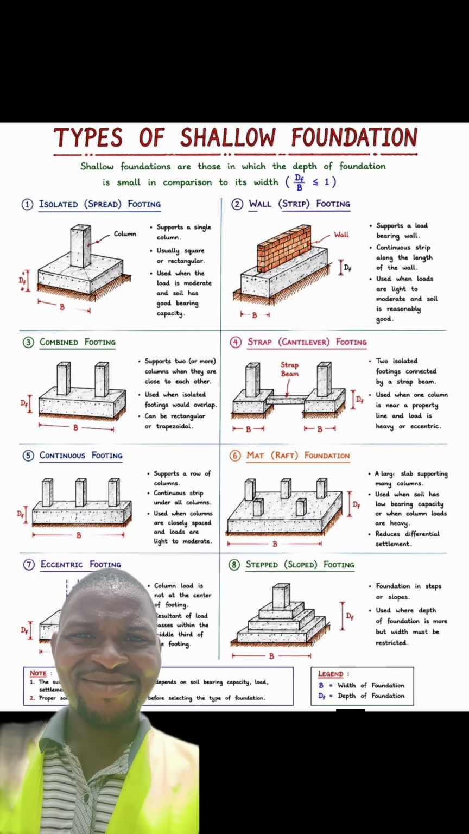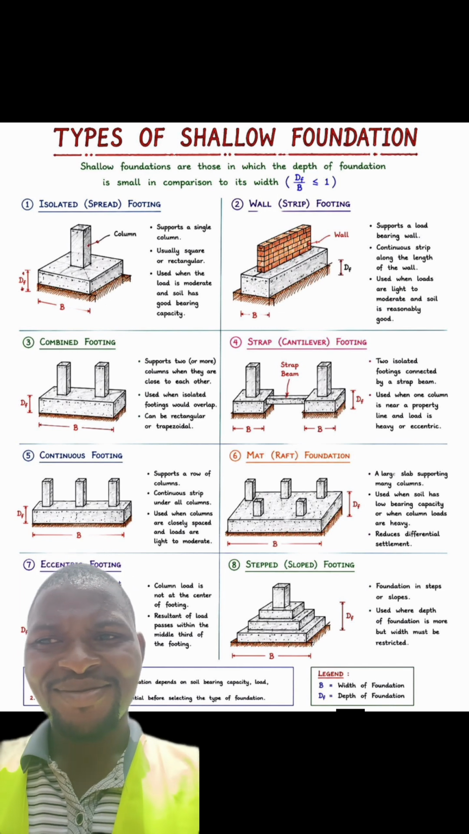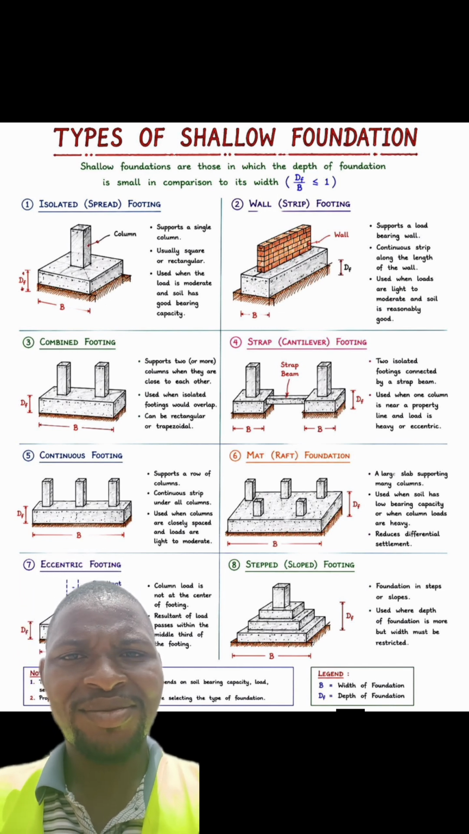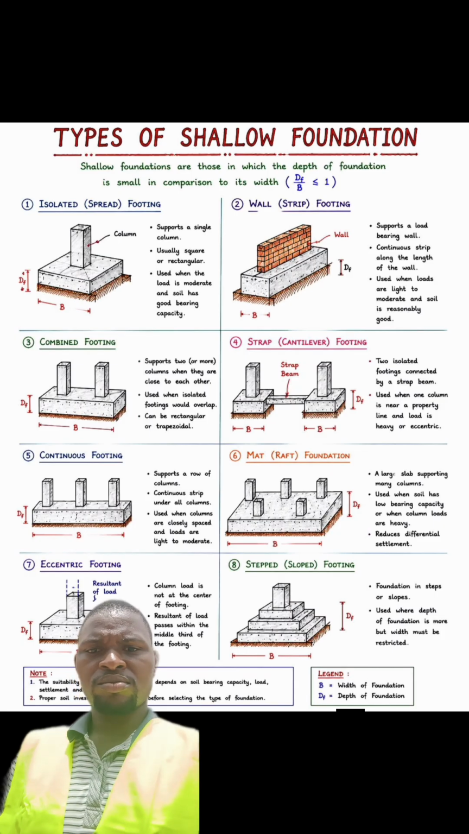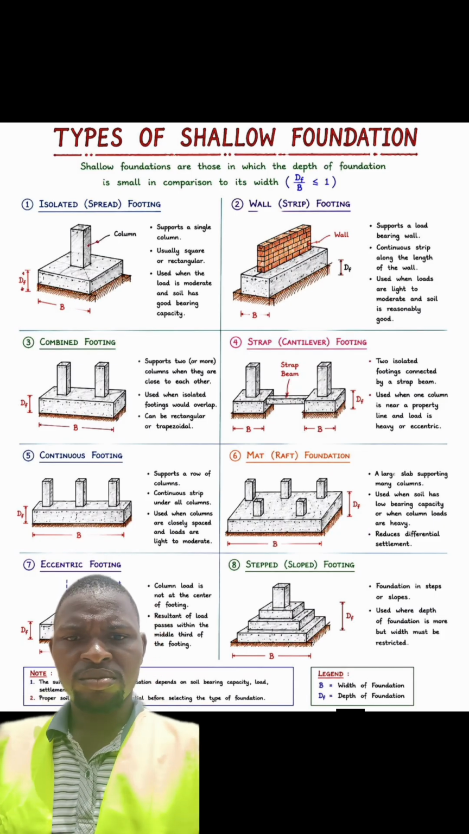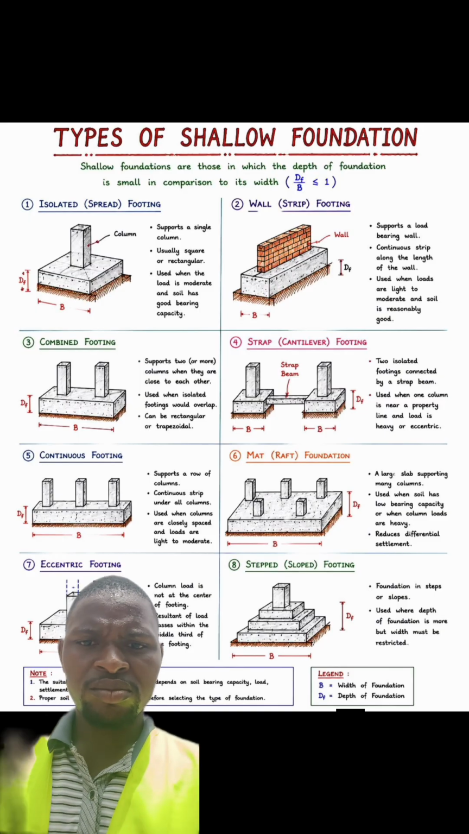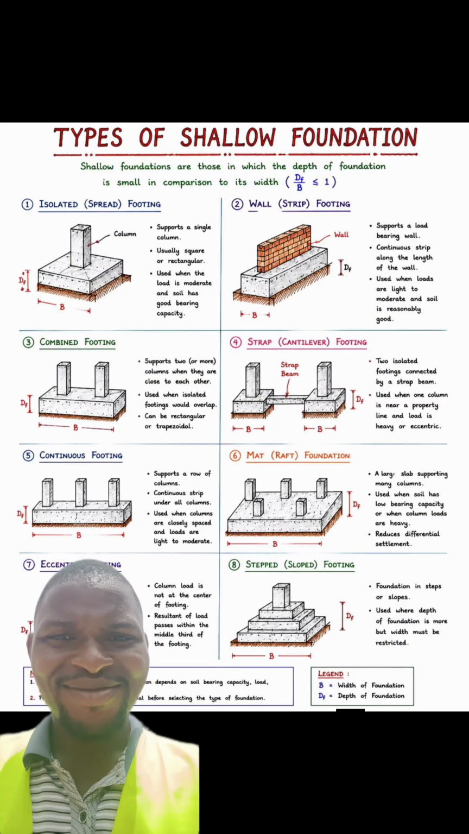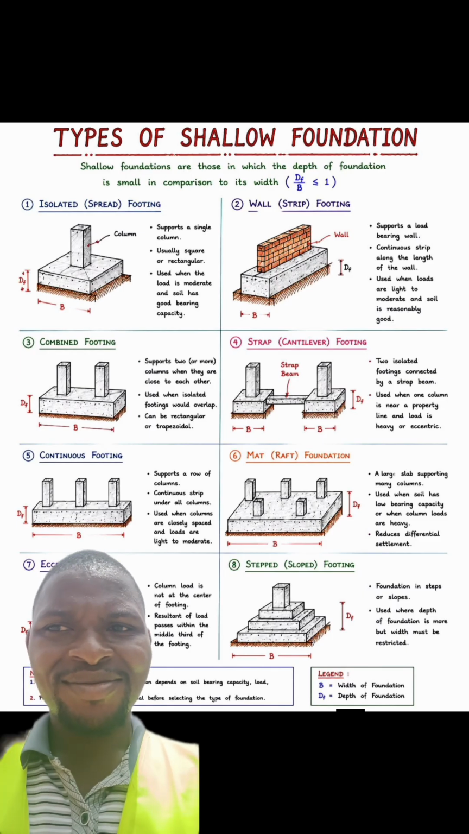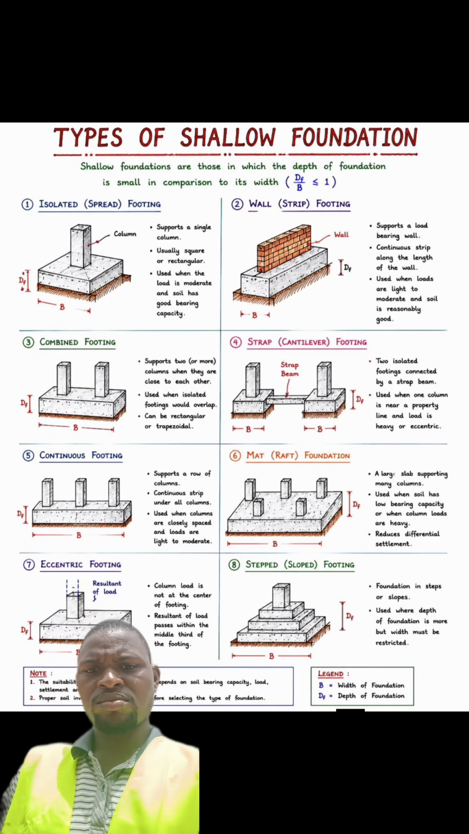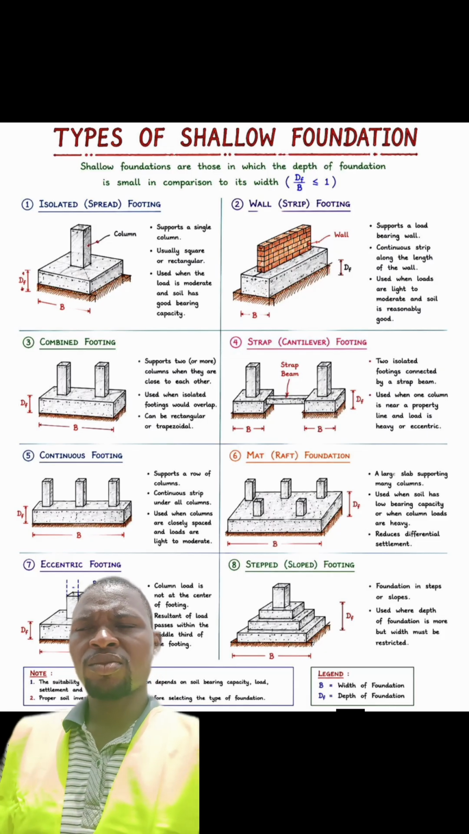Then number 7, we have eccentric footing. That is where the column load is not at the center of the footing. So when your column load is not at the center of the footing, you have your eccentric footing. The resultant of the load passes within the middle two-thirds of the footing. You can see the column is not at the middle of the footing.